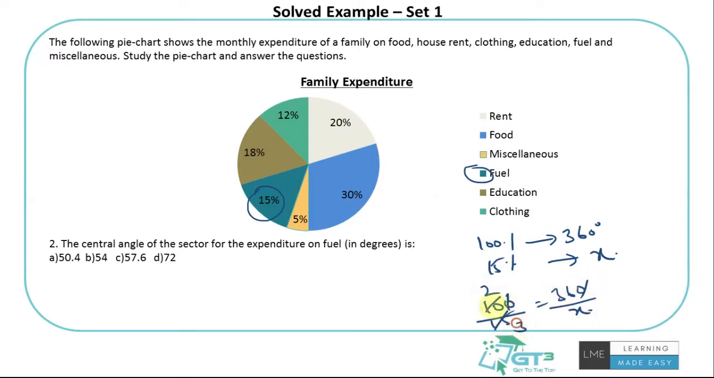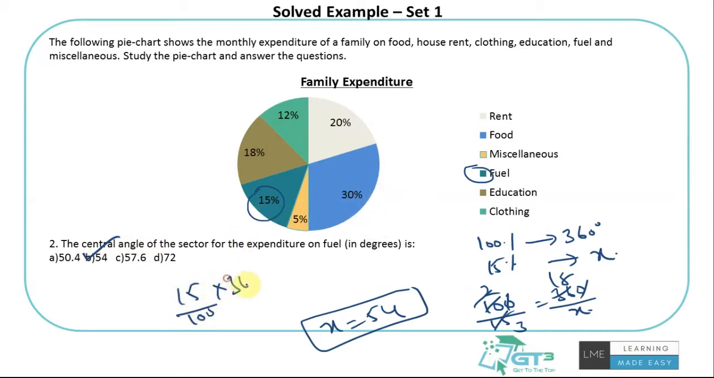So x is 54. So it is 54. Other way to look at is this. 15% is 15 by 100 of 360 degrees. So this is also 54. Whatever the way you do, it's the same thing. Percentage to angle, I can simply do this: 15% to angles is 15% of 360 degrees gives me the angle.